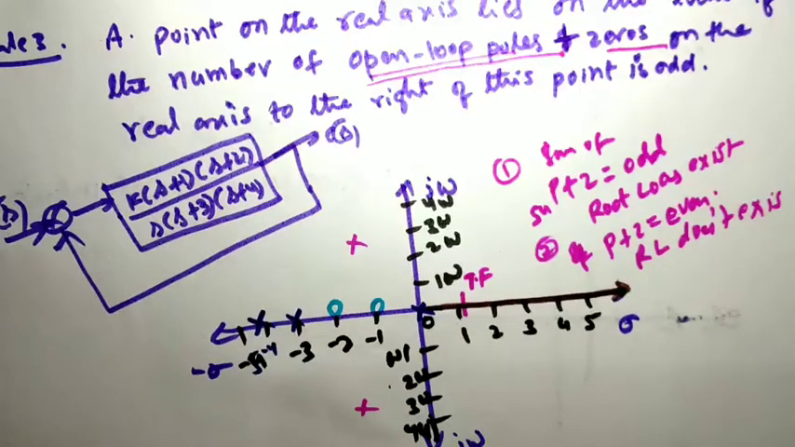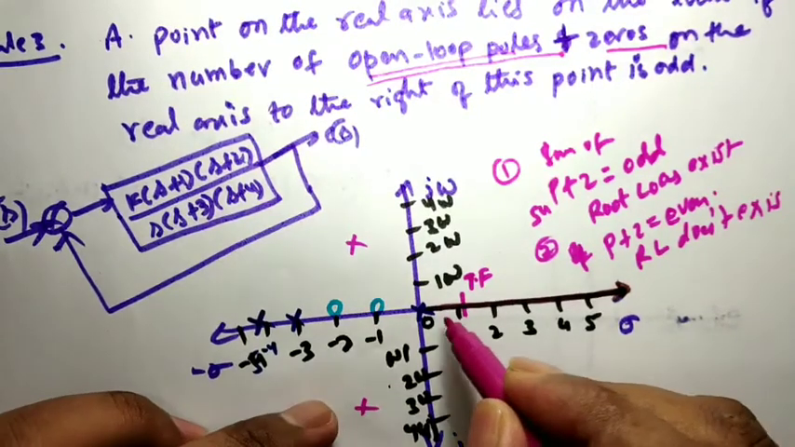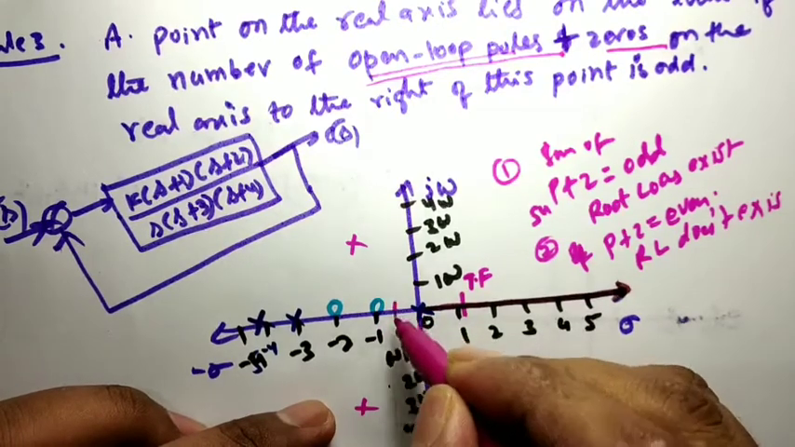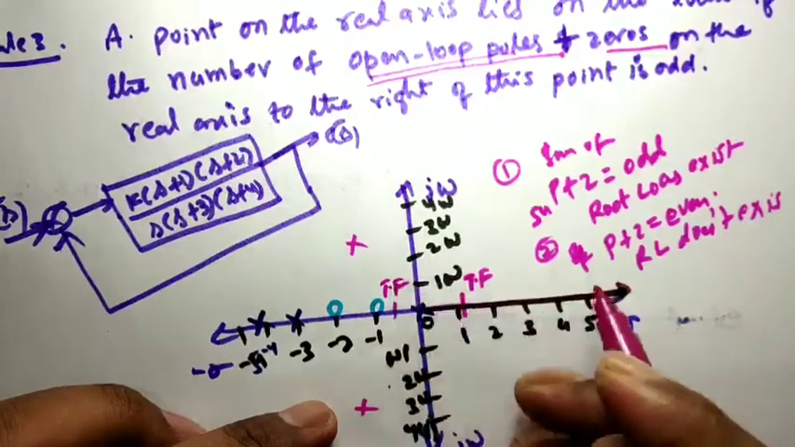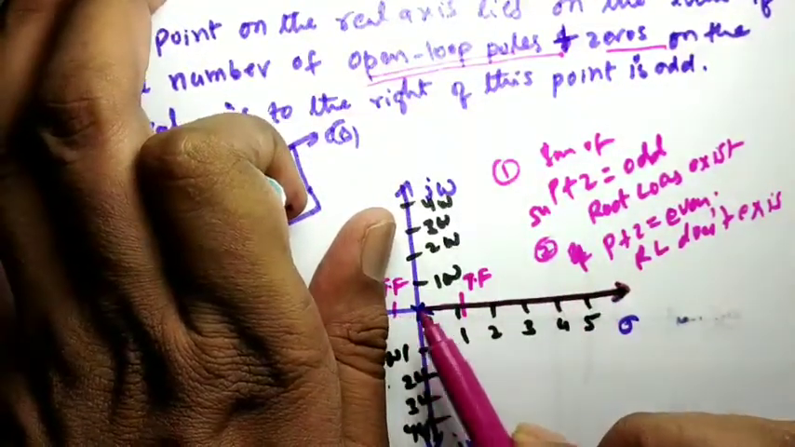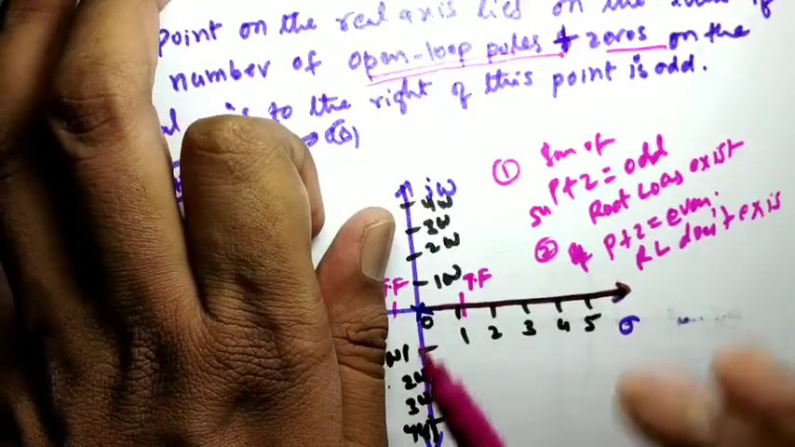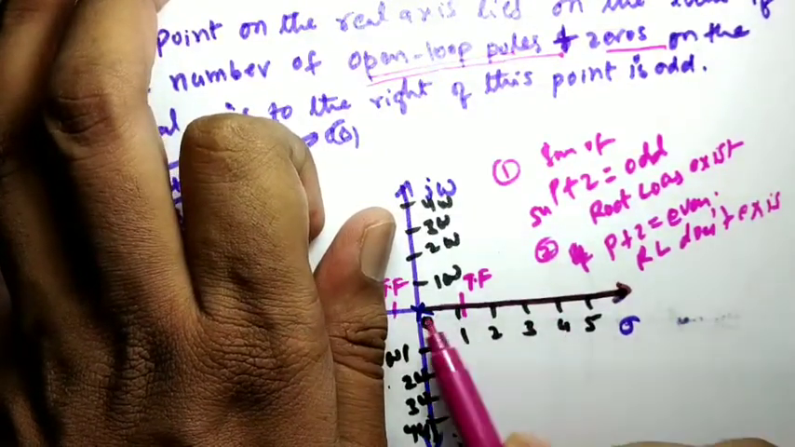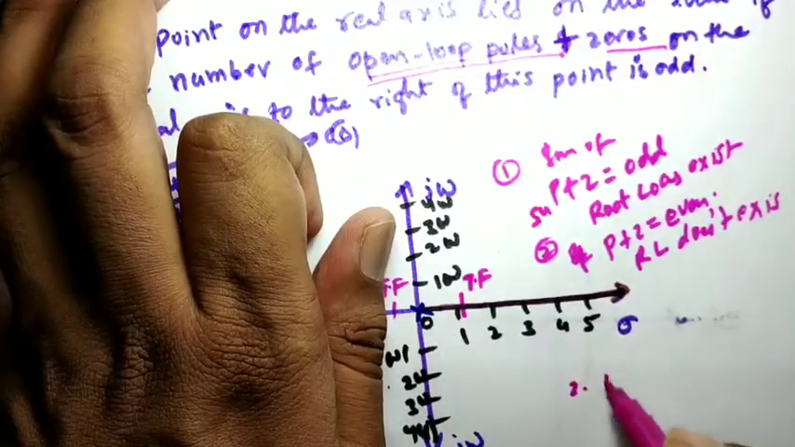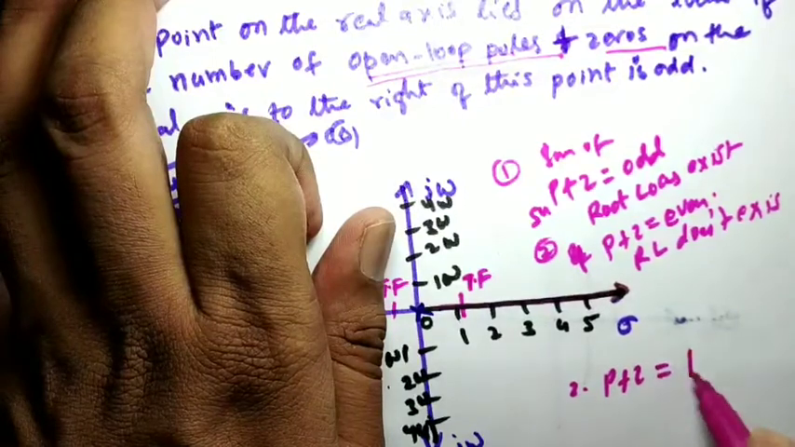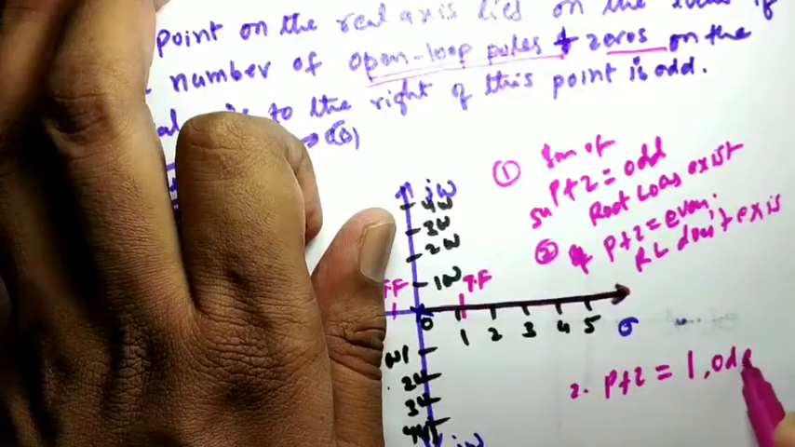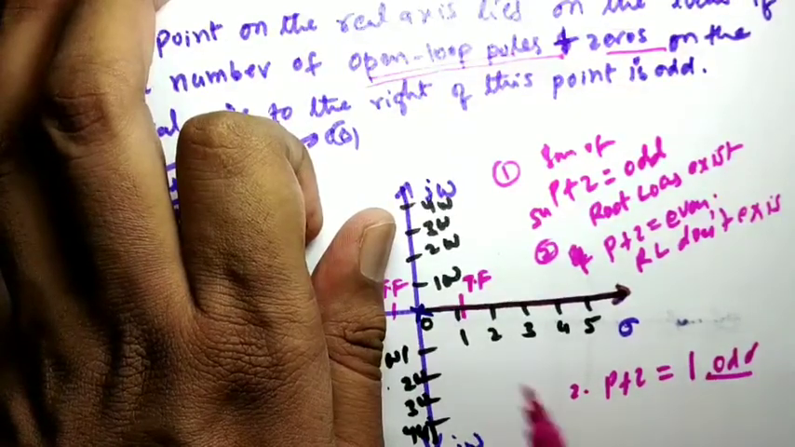Now I'm moving my test point. I'm taking my test point between this zero and this pole. So to the right side of this test point, what is the sum of poles and zeros? It is an odd number, meaning only one is there. So this is an odd number, and this root locus will exist.